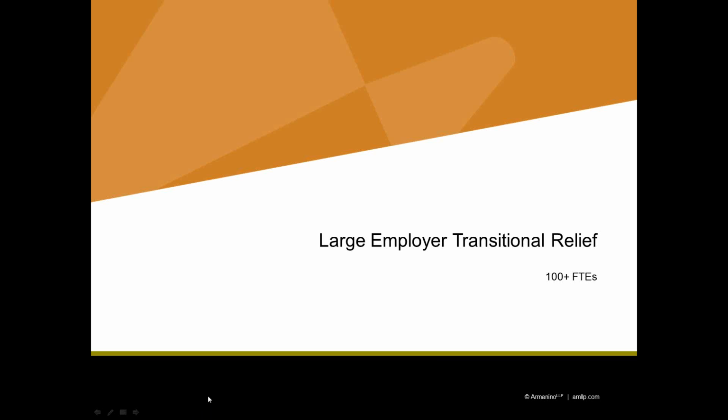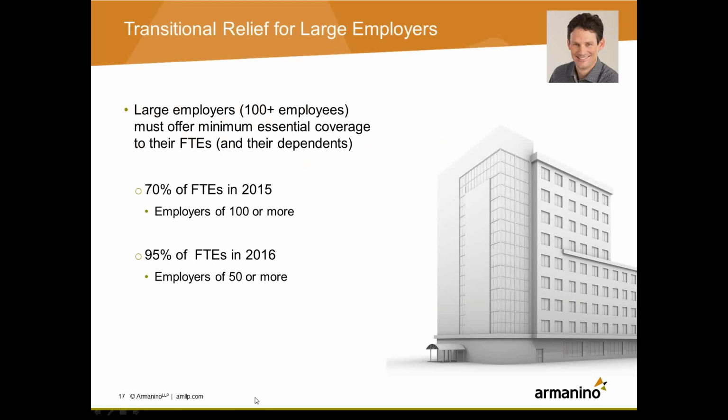All right, it looks like a tricky question for everyone. The answer is 70%. What that means, and we'll go over this, is that the offer of coverage has to be to at least 70% of your full-time employees. And that's under this transitional relief. So let's talk about the transitional relief for large employers.